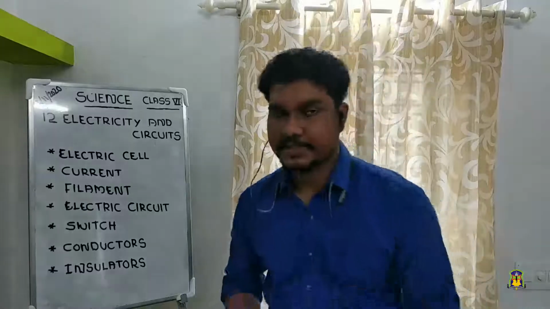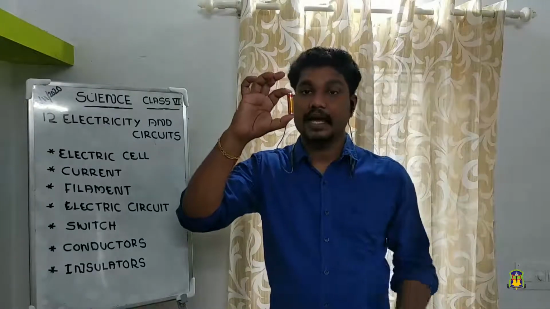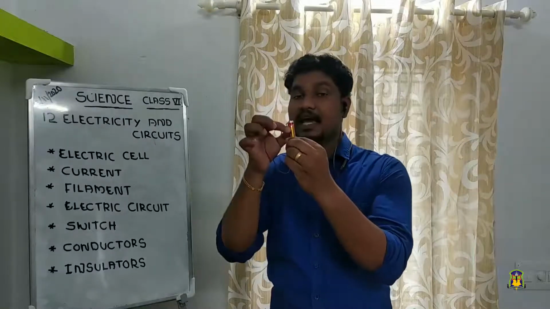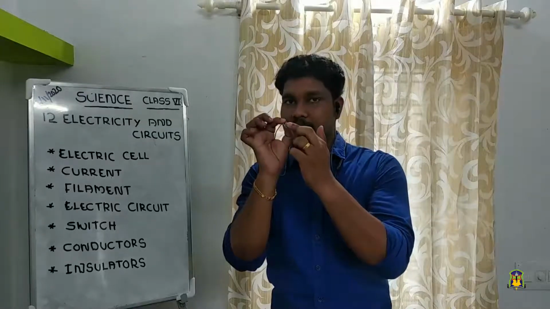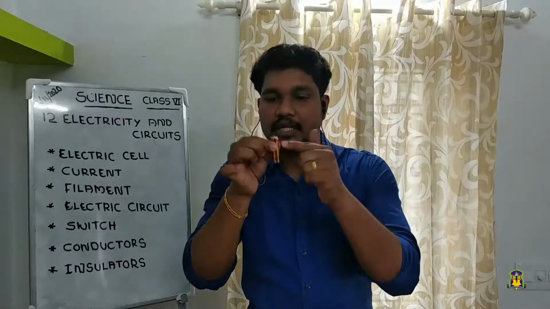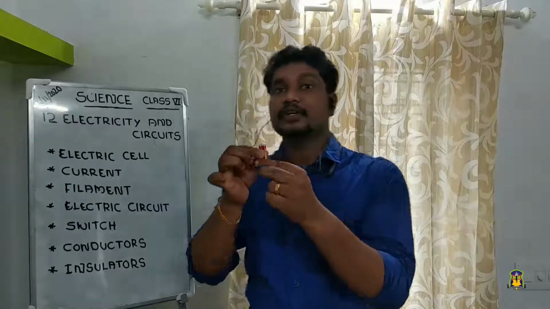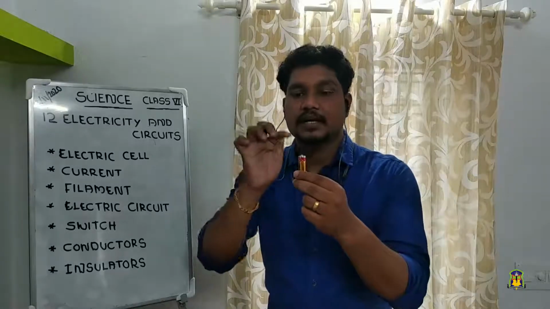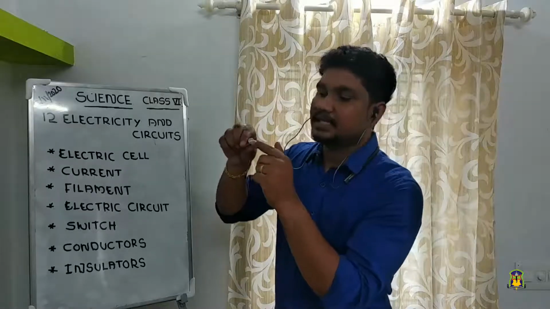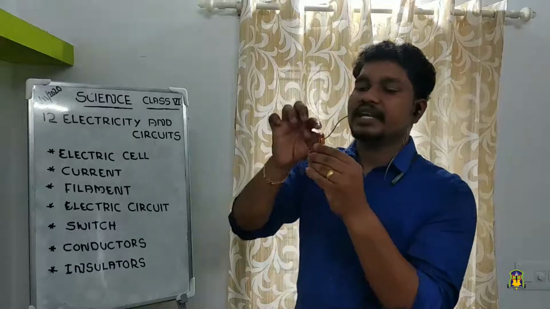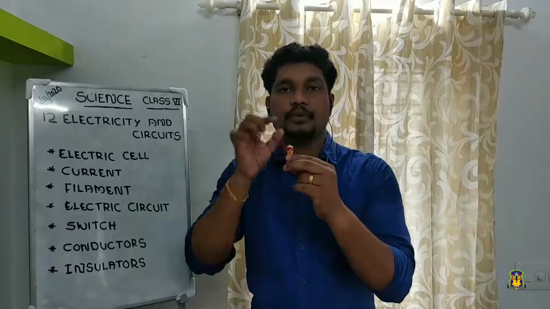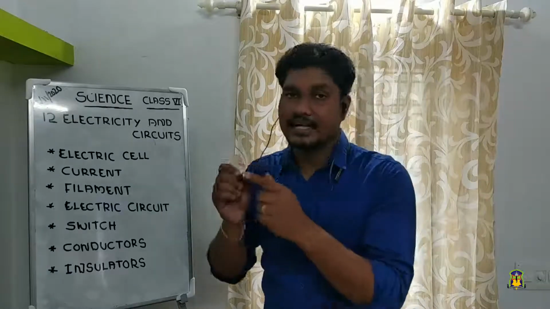I will show an electric cell. This is an electric cell. When we look at it, there is a metal covering, and it has two sides. So we can say that the electric cell has two terminals, a positive terminal and a negative terminal. Easily we can identify which one is positive and which is negative. There is a metal cap on one side, and the other is flat. That projected part is called the positive terminal of this cell, and the other side is the negative terminal.